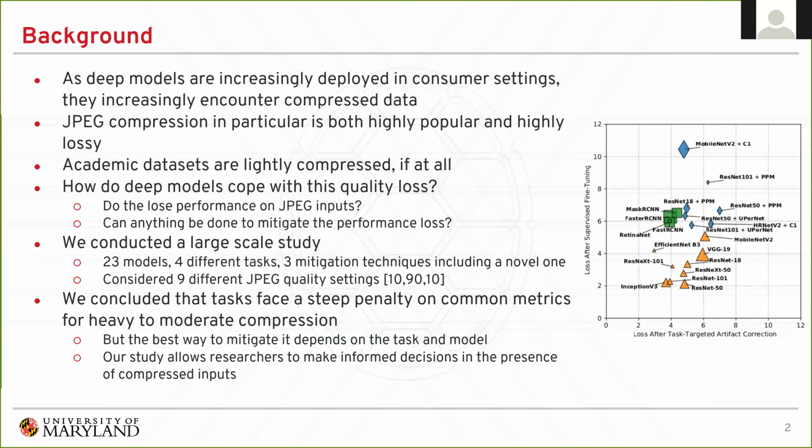And we concluded from this that generally tasks face a pretty steep penalty on whatever their metric is for heavy to moderate compression. But the interesting thing is that the best way to mitigate it depends on the task and the model. And over here on the right, I have the teaser figure. So the triangles are classification models, the diamonds are semantic segmentation models, and the squares are detection models, with also Mask RCNN in there as well for instance segmentation, being quite similar to those.